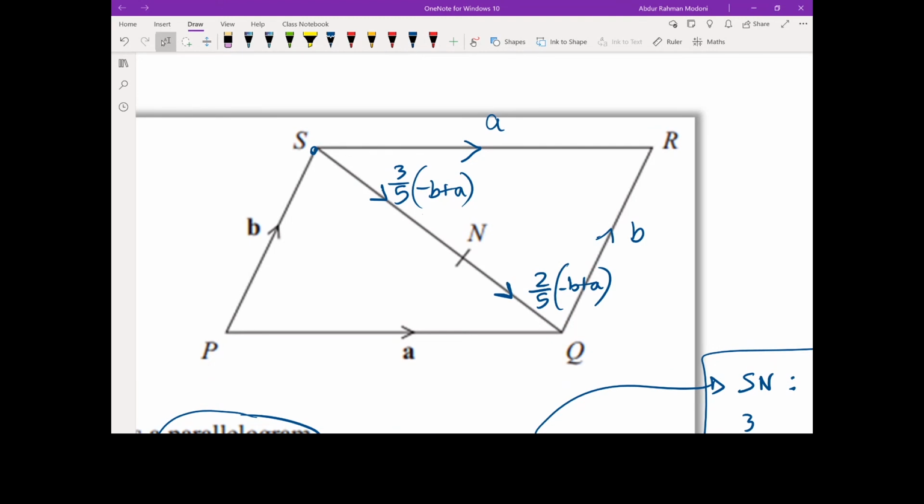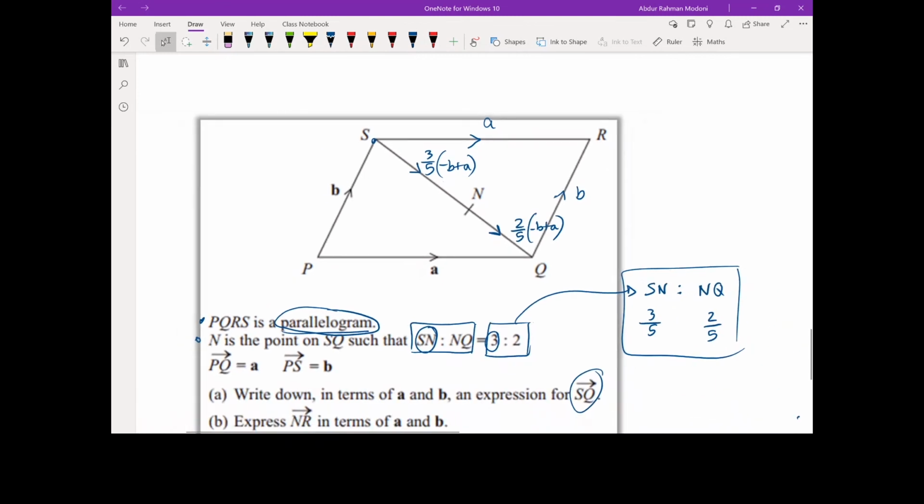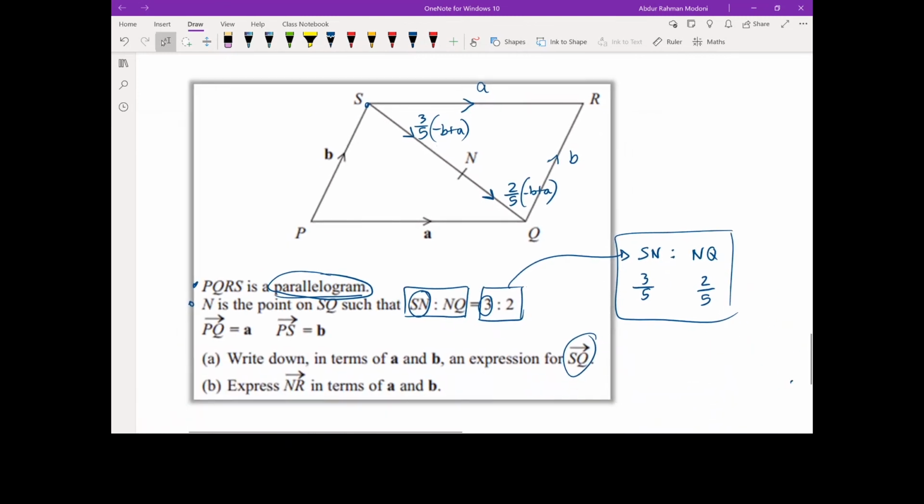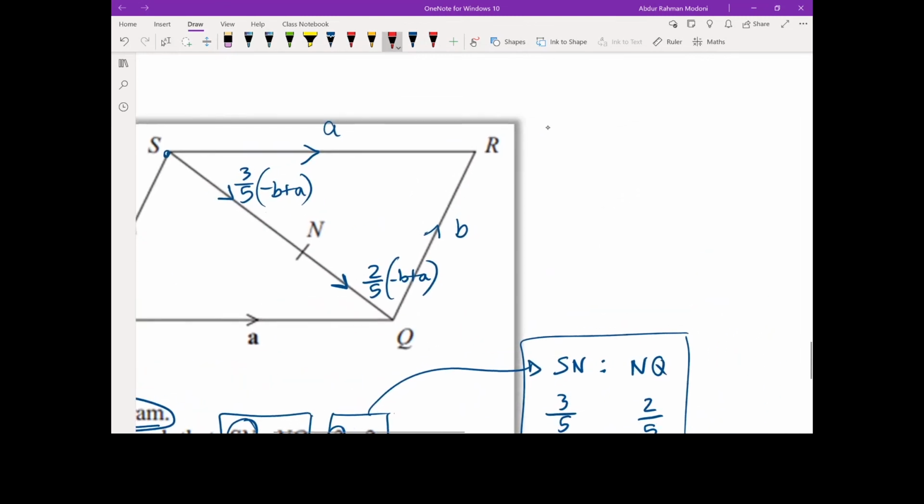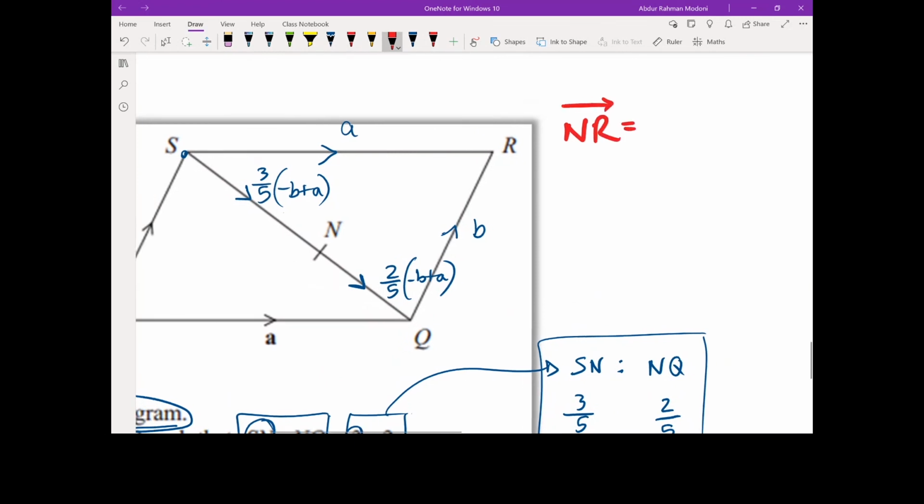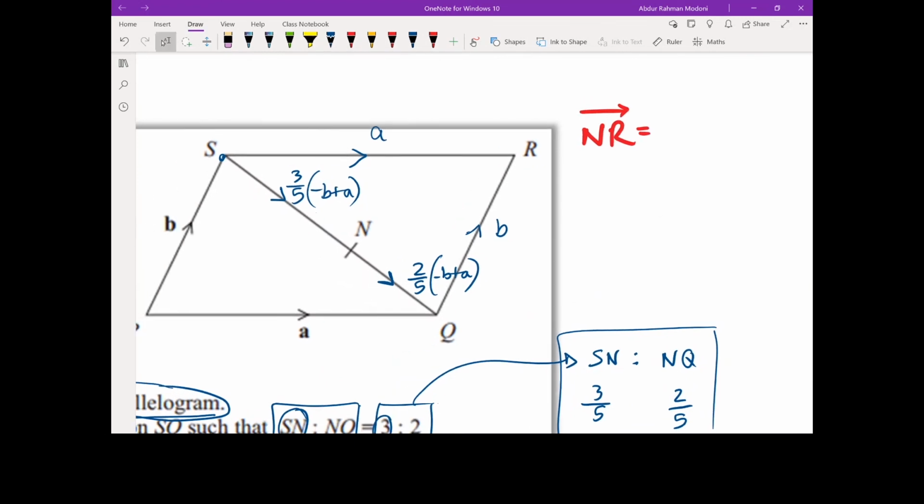Okay, is my diagram fully labeled? Are all the roots known? Now you're in a case where you can solve anything that they throw at you. What are they asking us to find? So let's go and write down N to R here, and we're going to focus on how we get from N to R.